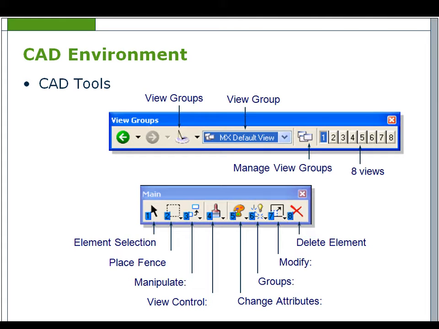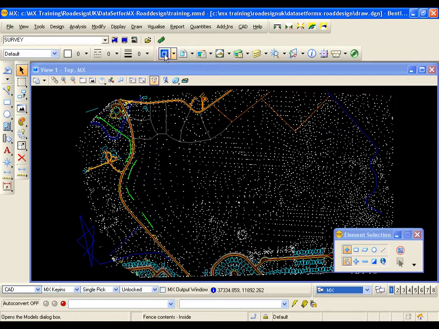The main toolbox. MX users will initially need to know how element selection selects and deselects elements. The other tools are covered in the Microstation for MX users course. I'm going to look at the primary toolbar.